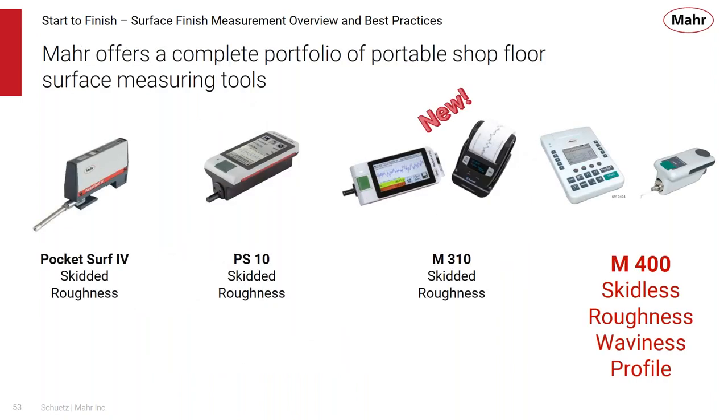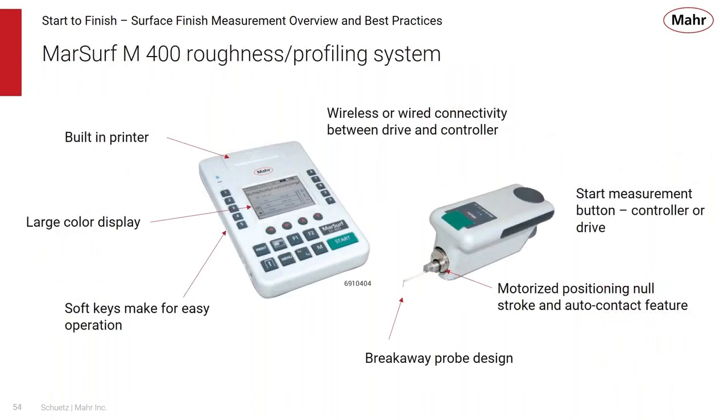And then finally, Mahr has a skidless roughness and waviness profiling system that's portable, that can be used at the point of manufacture, and that's the M400. This is, again, a skidless roughness profiling system, very similar capabilities as the other systems, with a large display, simple to start using the green start button, so it's quite clear what's going on here.